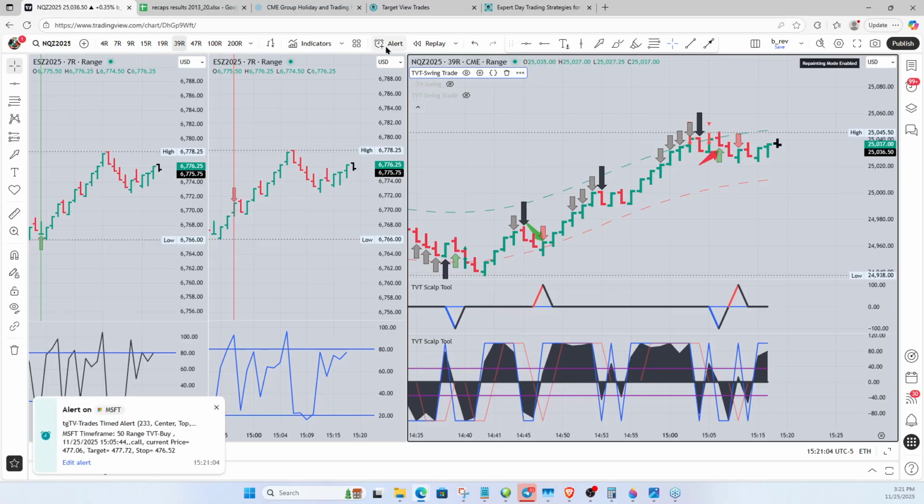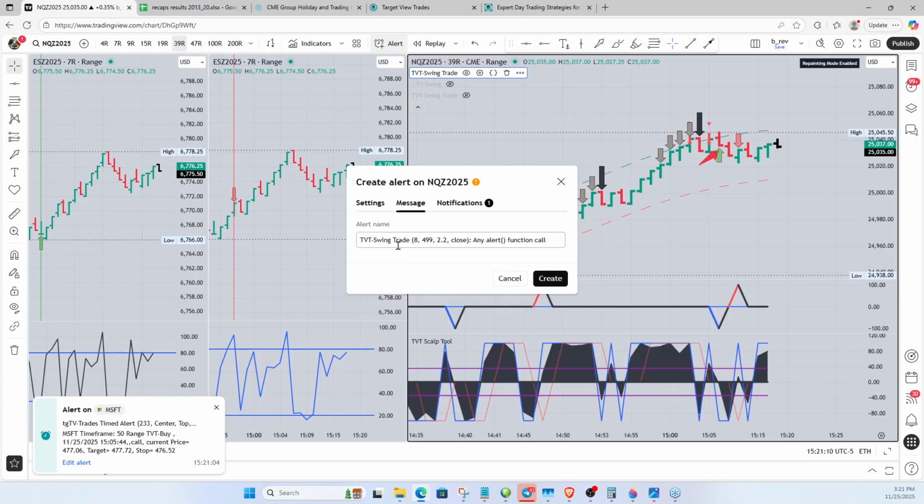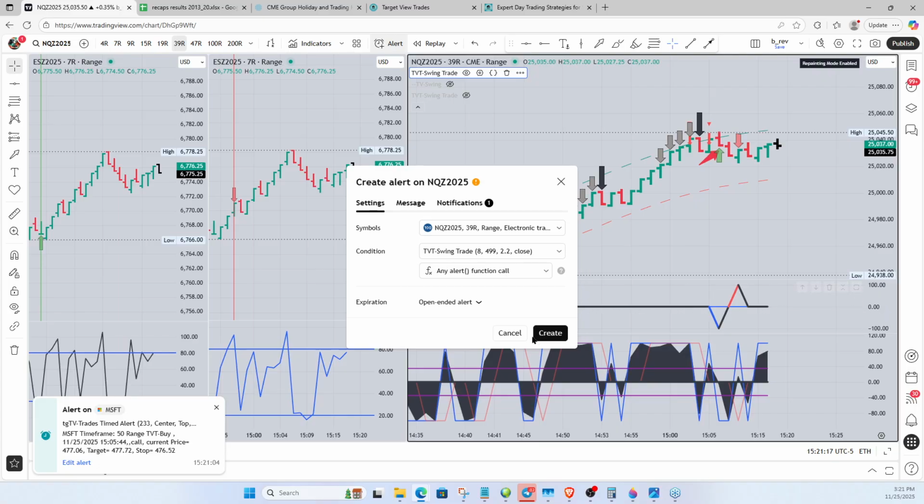to put an alert on the trade originally, you just had to go to alert like this, then choose swing trade and leave it at any alert function call. Go in here and change the message around to be whatever you want it to be. Put your notifications on wherever you want to put your notifications on. That's all you had to do before.